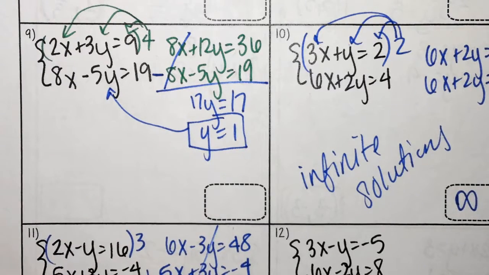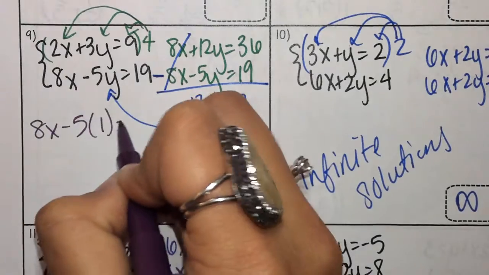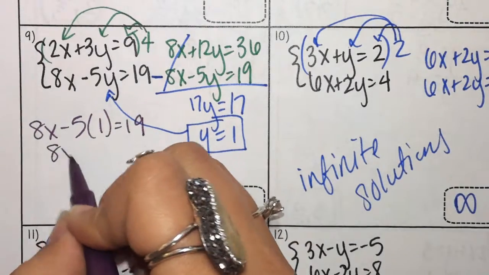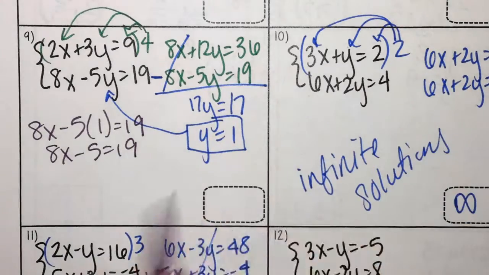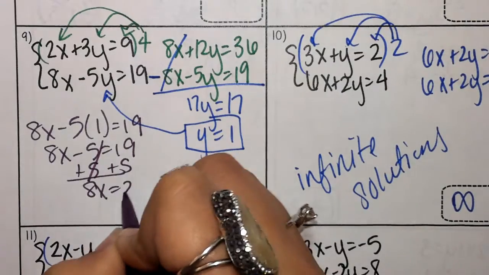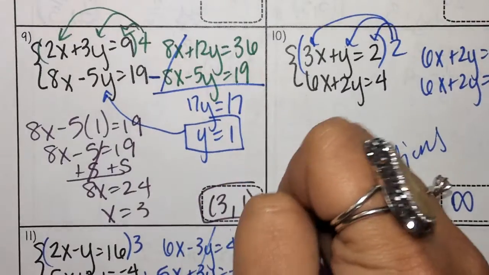Alright, so then for number 4, to find x, I plug in y. Then I get 8x minus 5 equals 19. And then you add 5 to both sides, and you get 8x equals 24. So x equals 3. So the answer is (3, 1).